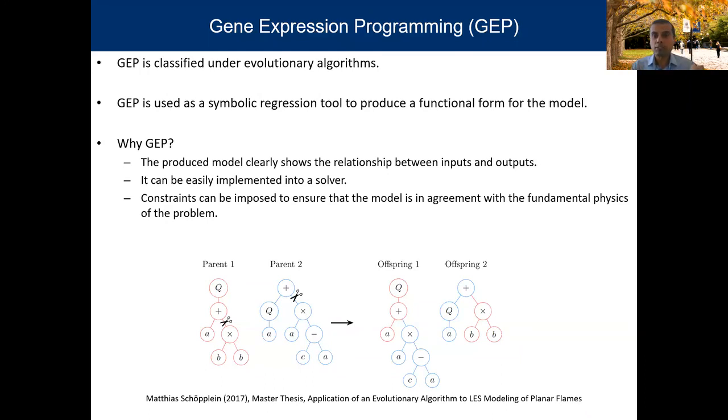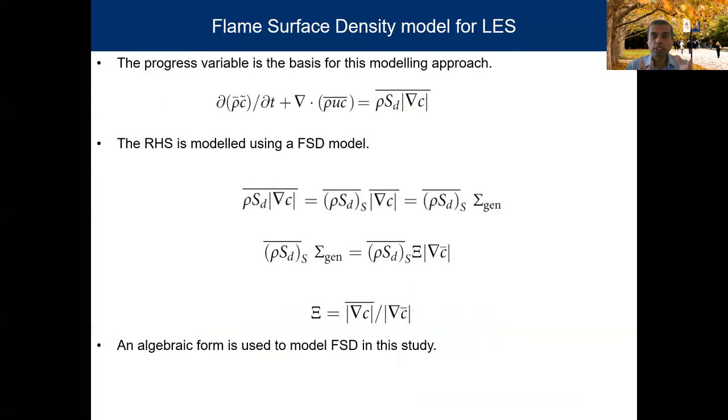You can implement that function into the solver quite easily. And you can also put constraints on the functional form. For example, from the physics, we know that the function should look like this, but there is one part of it, or there is a constant that needs to be evaluated, and we can have an analytical function for that constant. So these are the nice things about GEP, and we basically use it to develop combustion models.